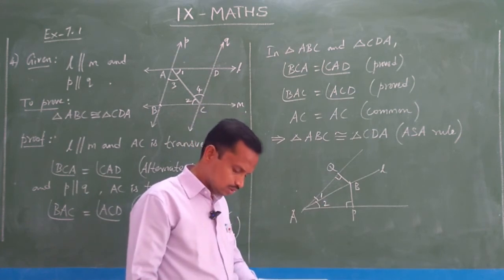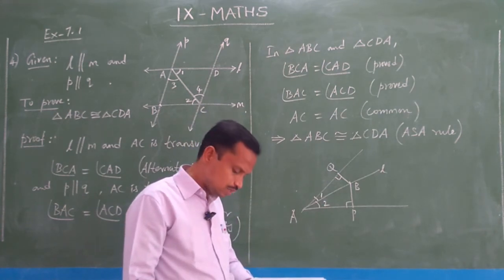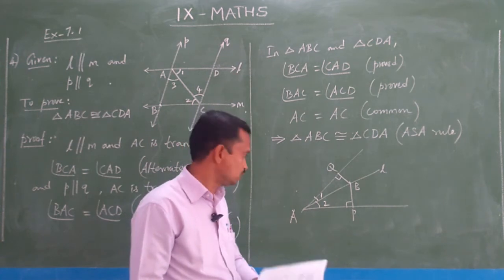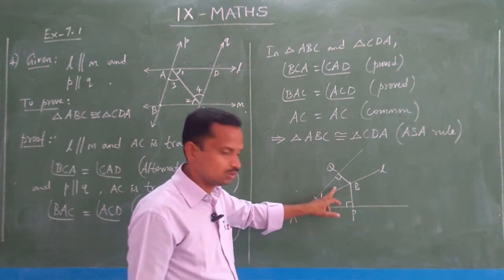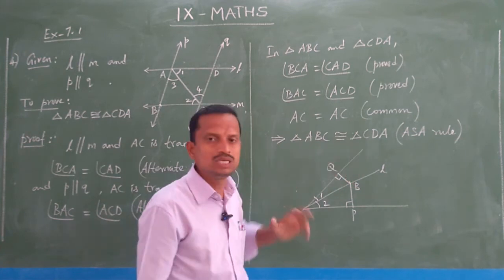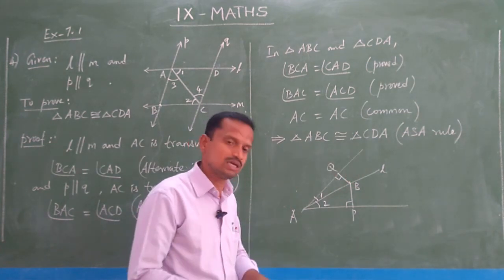And after that, option 2 is there, we have to say BP equal to BQ. So after proving these two triangles are congruent, BP is equal to BQ by CPCT we can say. So take it as homework.